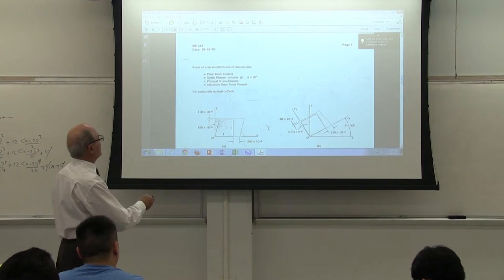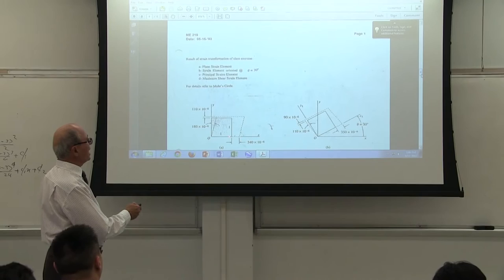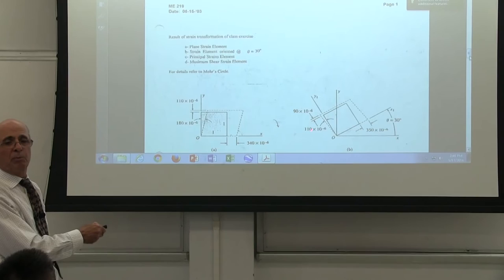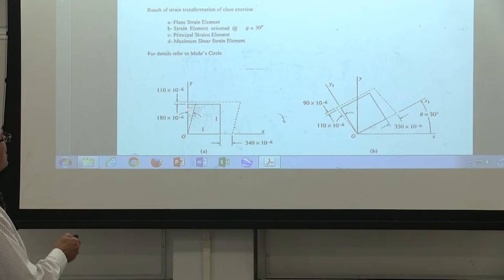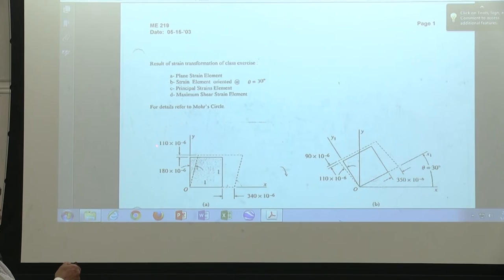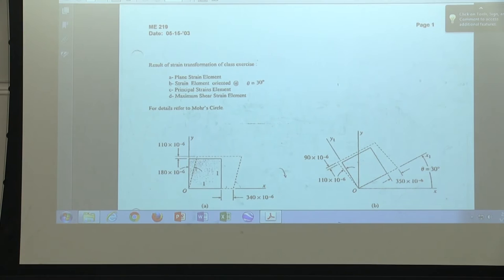This one. Look at this one. How much is that? Plus 340. See, this length, which was 1, after a strain becomes 1.00034, that is 340 micro. Everybody understand what I'm saying, yes? What is epsilon y? 110. If it was 1 unit, because epsilon is the amount of deformation per 1 unit of length, yes or no? So 1 becomes 1 plus epsilon, yes or no?